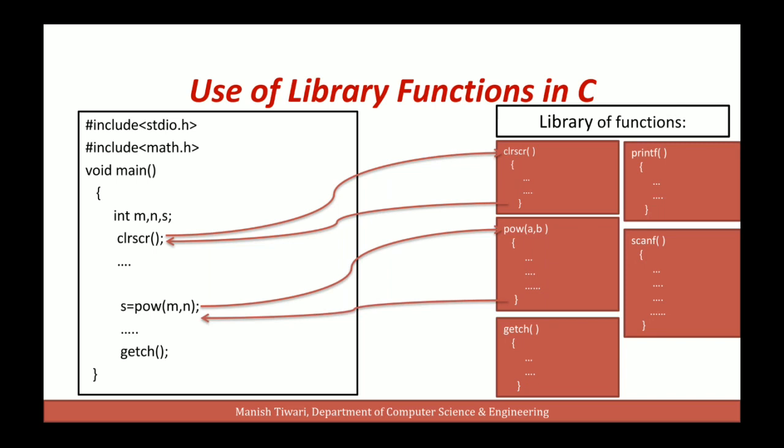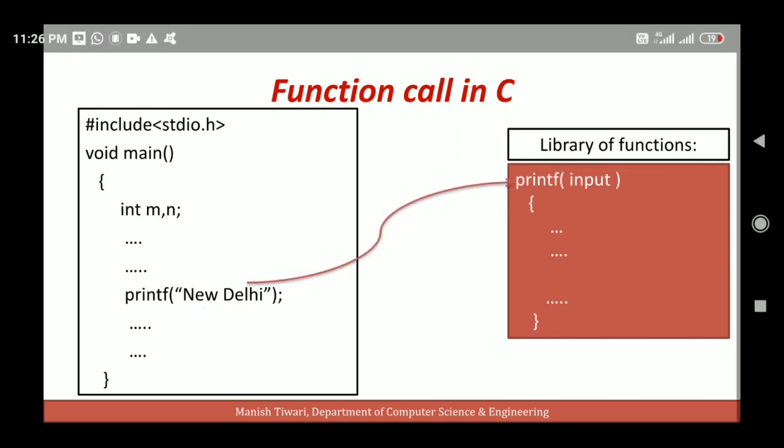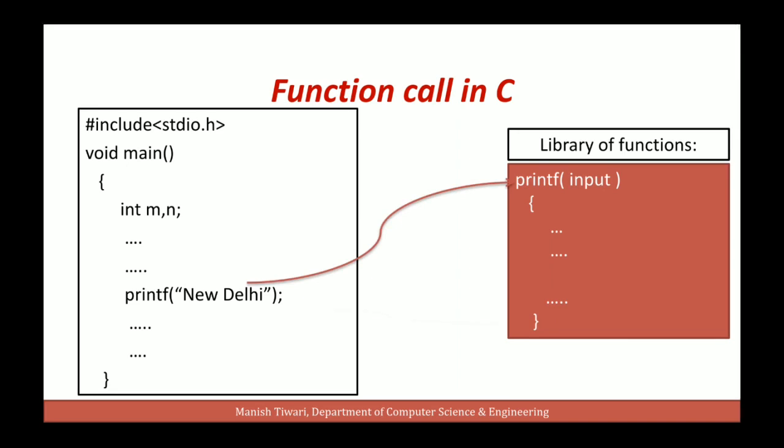When we call a function, the control is transferred to the called function, and after the execution of that function, the control again goes back to the main program. So now we are using a printf function in our program. When this printf function is called, the control goes to the definition of this function, and after the execution of this function, control comes back to the main program.